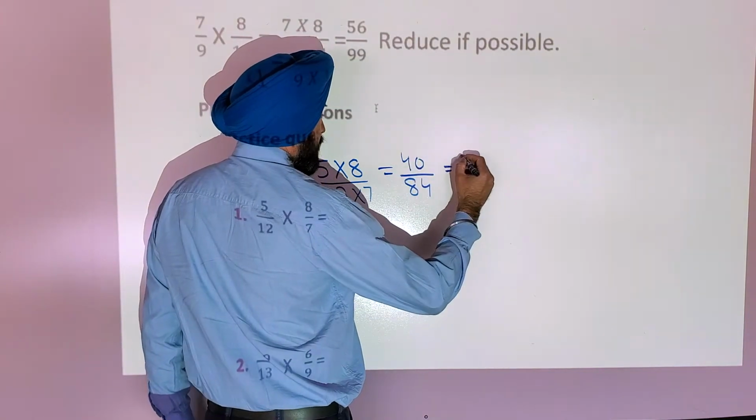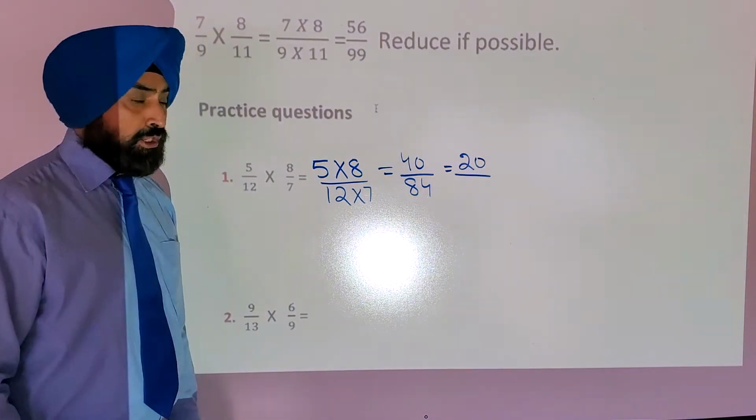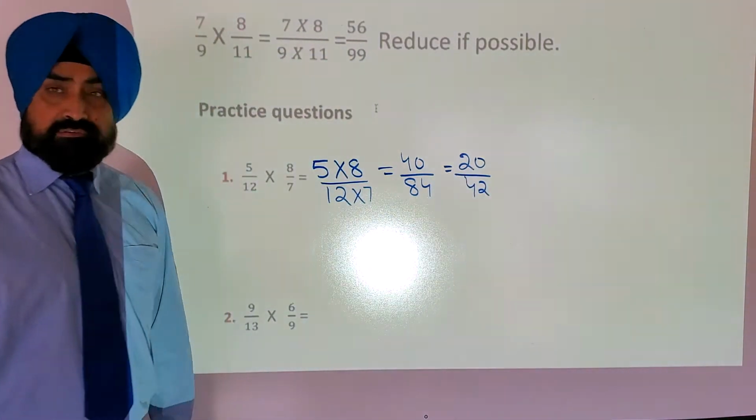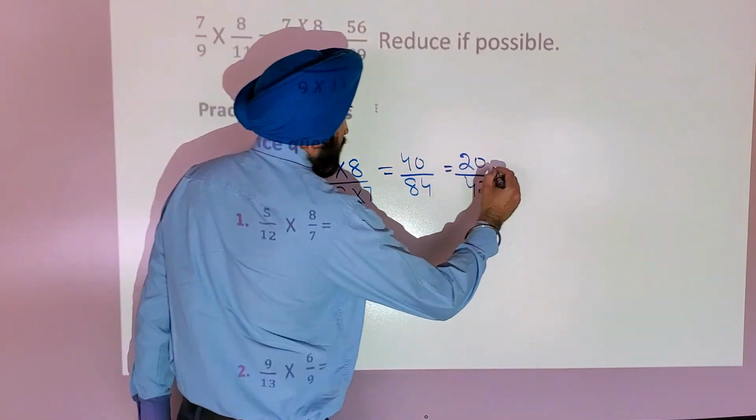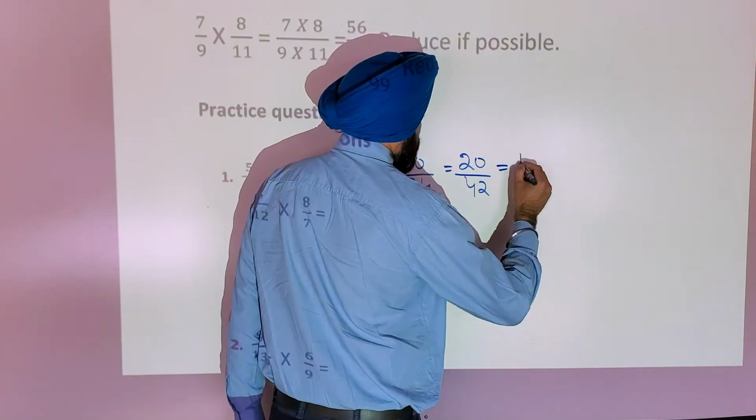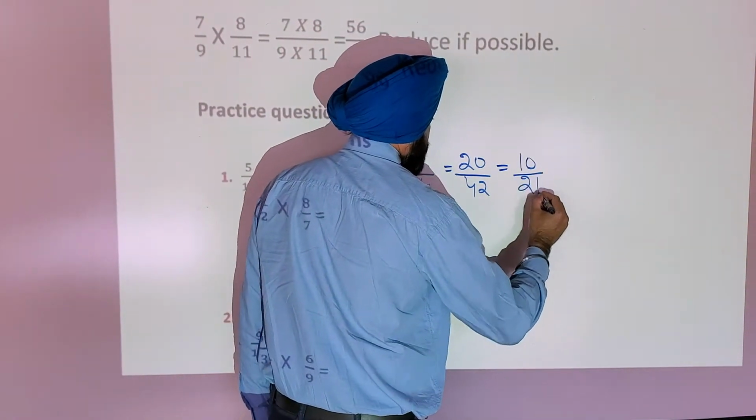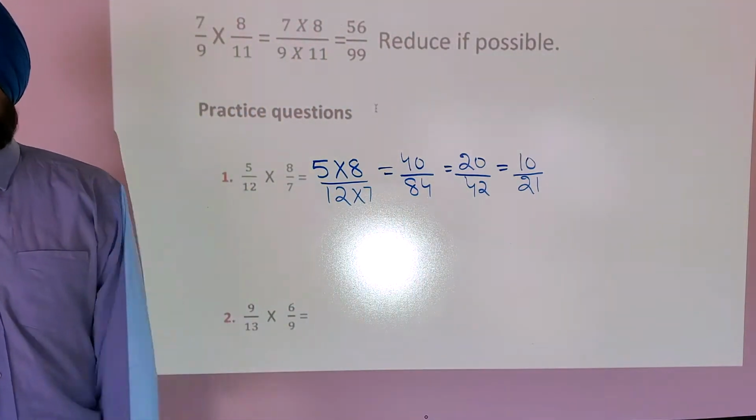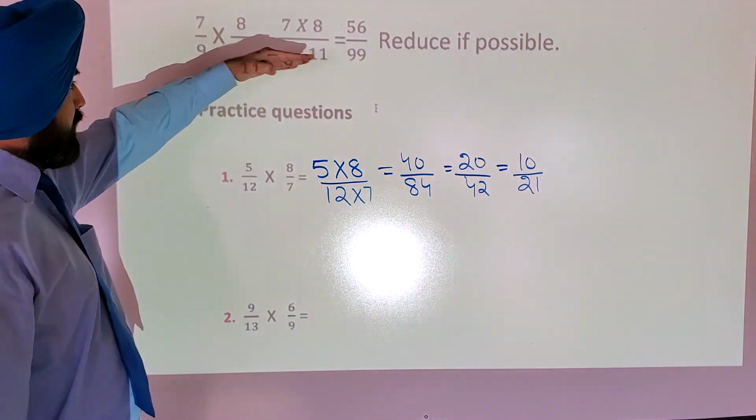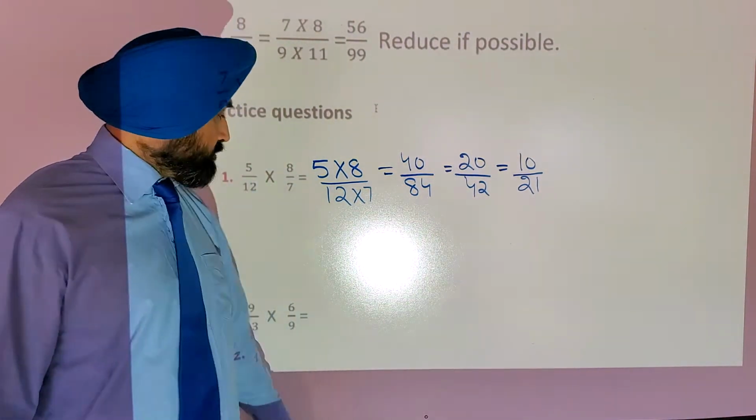40 divided by 2 is 20. 84 divided by 2 is 42. Still you can divide by 2. Both can be divided by 2. So 20 divided by 2 is 10. 42 divided by 2 is 21. We cannot reduce it further. So the final answer is 10 over 21. So again, multiply top by top, bottom by bottom, then reduce if possible.